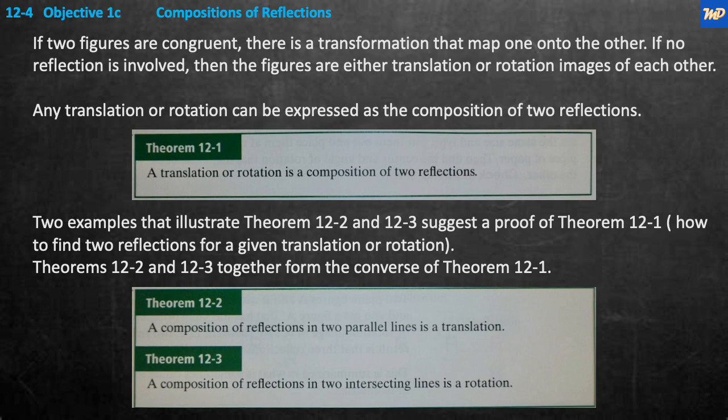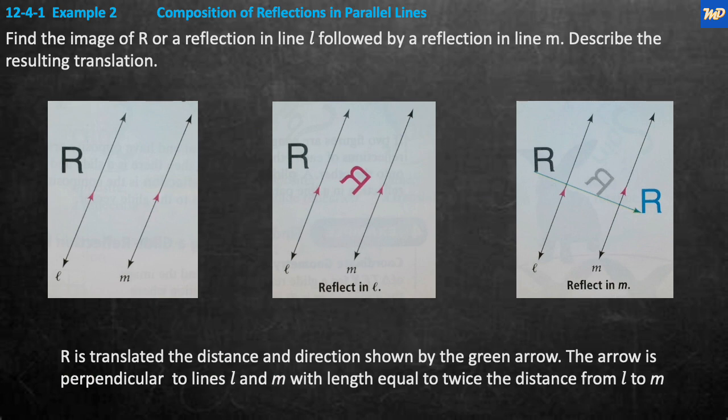If the lines are crossed and you're doing a reflection across these two cross lines, it'll end up being a rotation and not a translation. Okay, so let's see how that shows up here. Okay, example 2, composition of reflections in parallel lines.